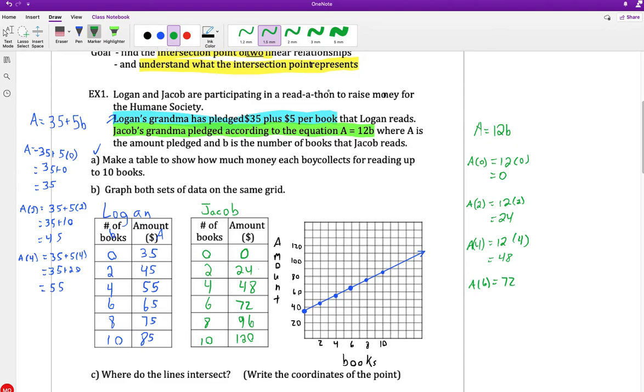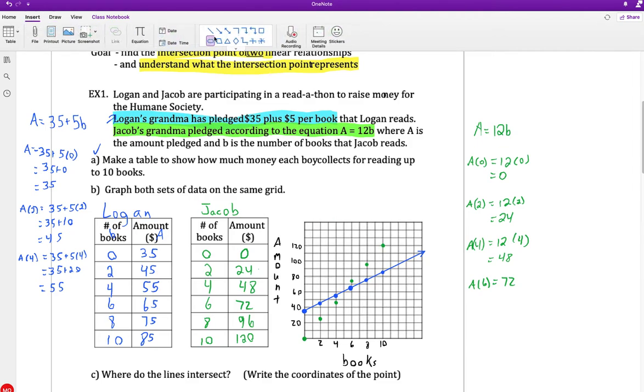Now person 2, I'm going to do Jacobs. So let's do here 0, 0 for this one. 2 and 24. It's going to be about there-ish. 4 and 48. Could be about there. 6 and 72. Maybe about there. 8 and 96. Okay, there. And 10 and 120. Maybe about there. Okay. So I made my dots.